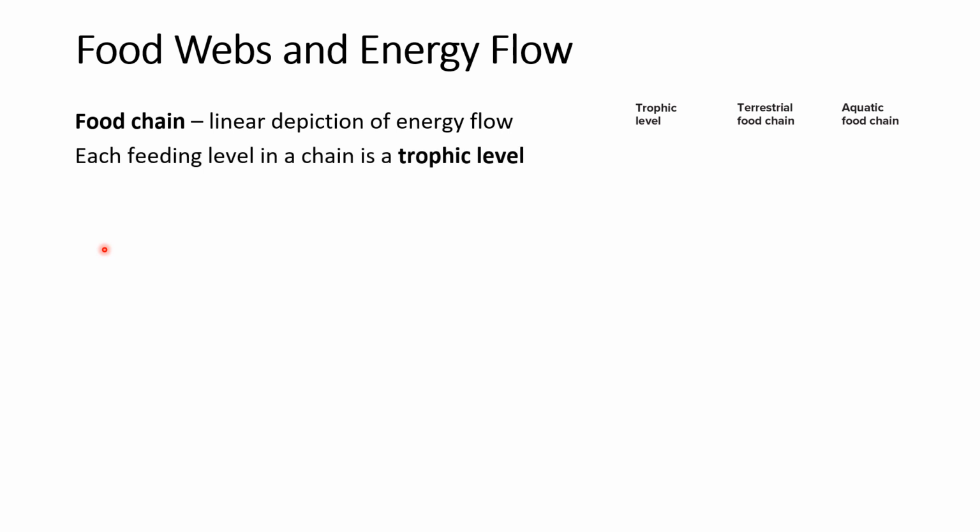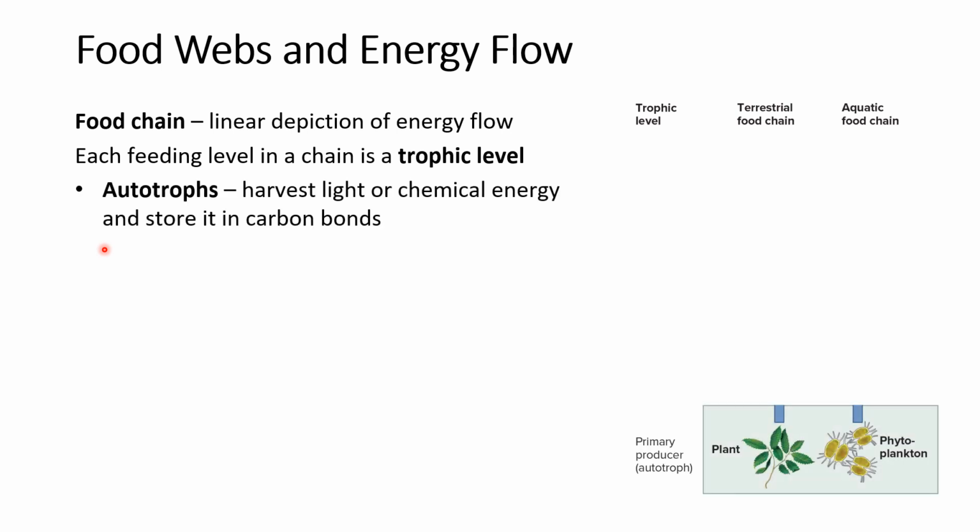Each feeding level in a food chain is known as a trophic level. Autotrophs are organisms that are able to harvest light or chemical energy and store it as food in chemical carbon bonds. Autotrophs occupy the first trophic level, which we call the primary producers. This includes plants, phytoplankton, and even macroscopic algae and seaweed. Those are all autotrophs.